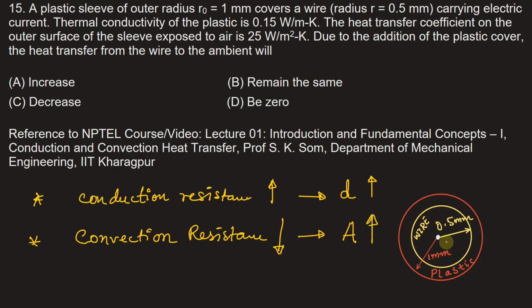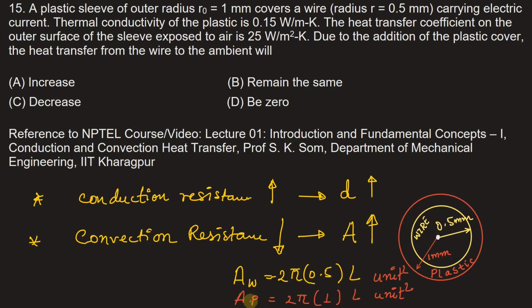Suppose we consider this as a cylinder, so the surface area of the wire will be A_w equal to 2 pi into 0.5 into the length, and now since we have coated it with plastic, the new surface area will be 2 pi into 1 into L, unit square, of course. So we see here that the overall surface area will increase, and since the surface area is increasing, the convection resistance will decrease.